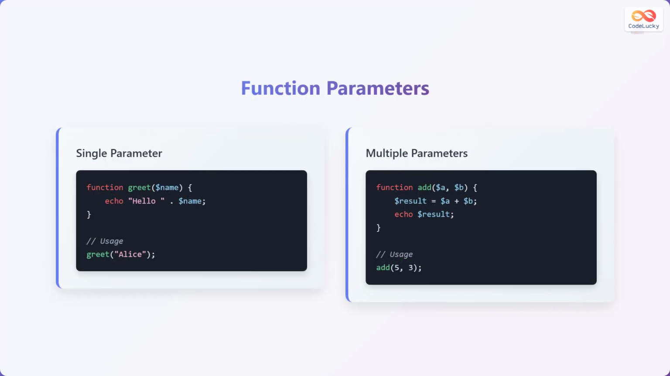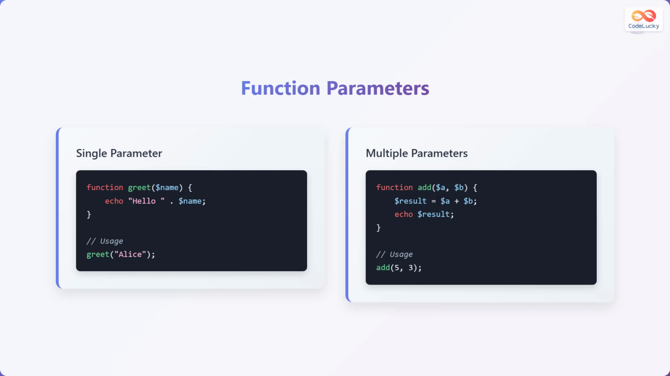Functions can accept parameters, which are input values that you pass to the function. Here's an example of a function called greet that accepts a single parameter called name. Inside the function, the value of the name parameter is concatenated with the string hello and displayed using the echo statement. When you call the function, you pass the argument Alice to the function.